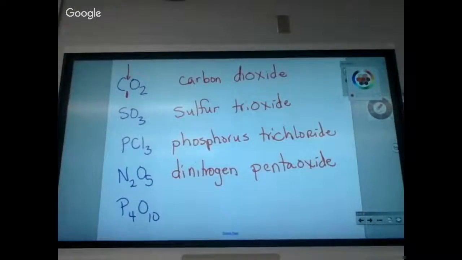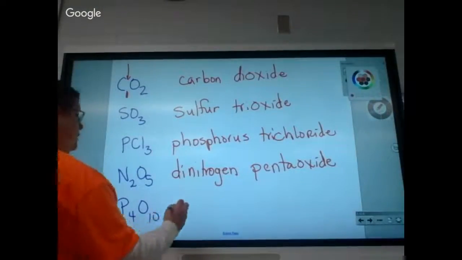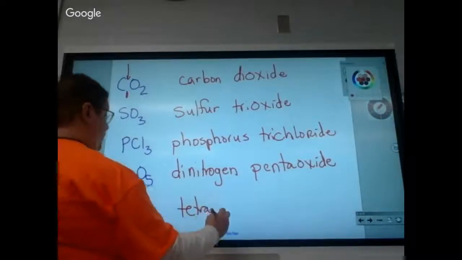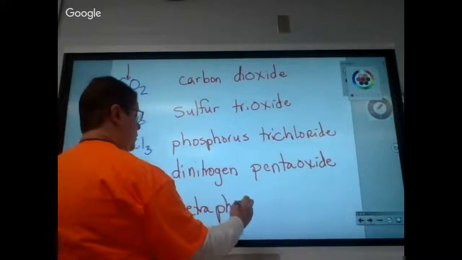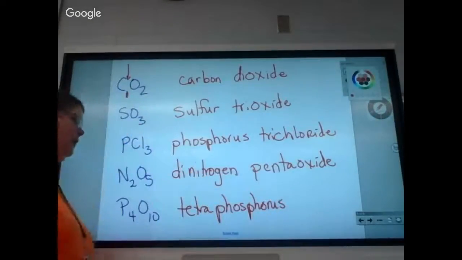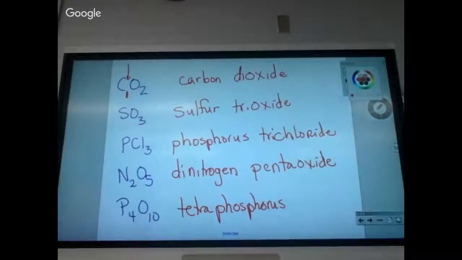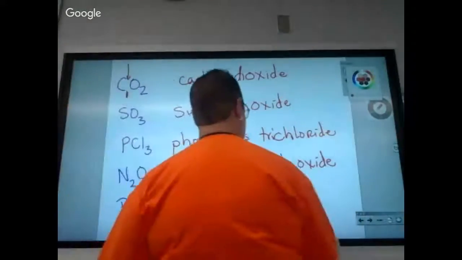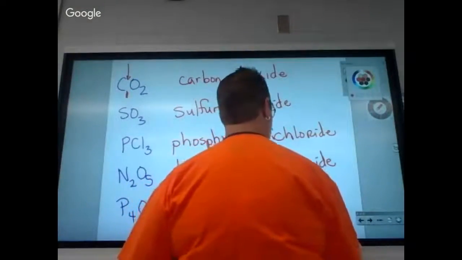P4O10. What's four? So we're going to put tetra on the front. Tetraphosphorus. Okay, and then what is ten? Decaoxide.